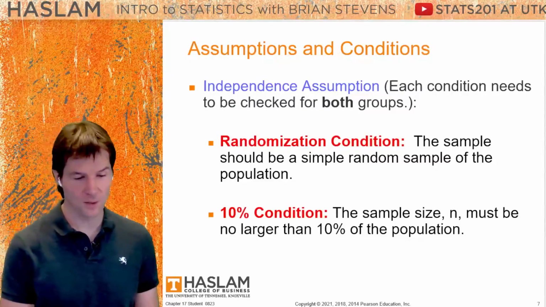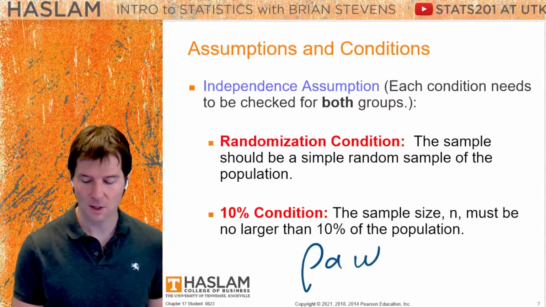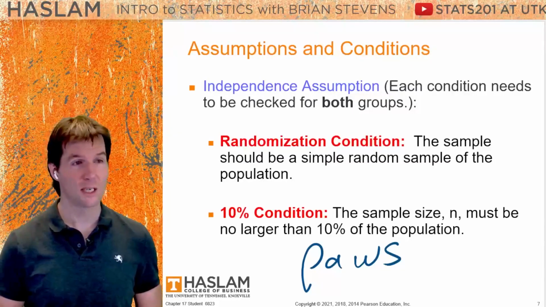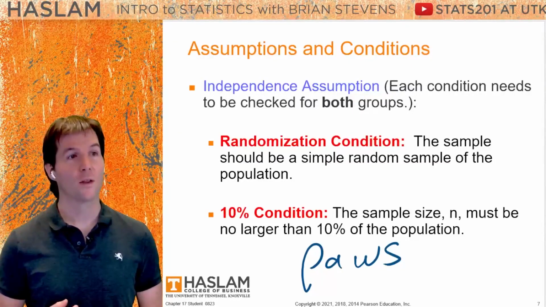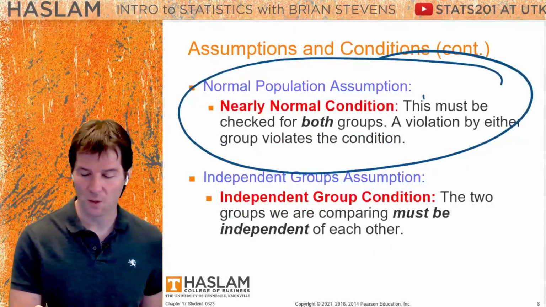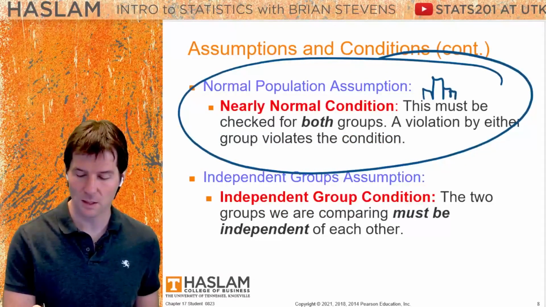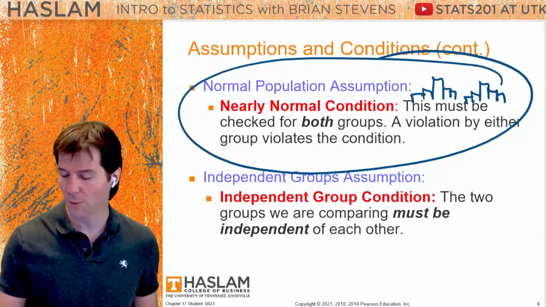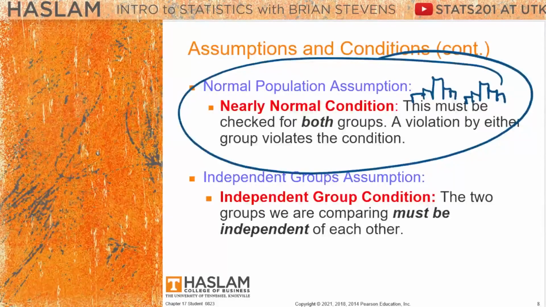Now we like to pause right here because the next condition depends on what data we're doing. Since this is quantitative, also a t-test, we are going to do the nearly normal condition. We'd actually have to check this for both groups, and a quick way to do this is just to glance at the histograms and see if they're mostly normal. And once again, you have to do this for both groups to see if both groups are nearly normal.